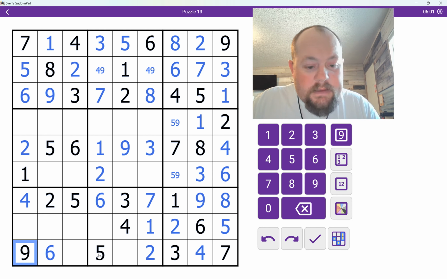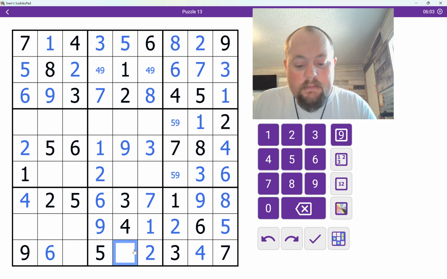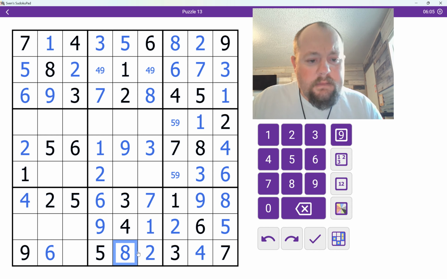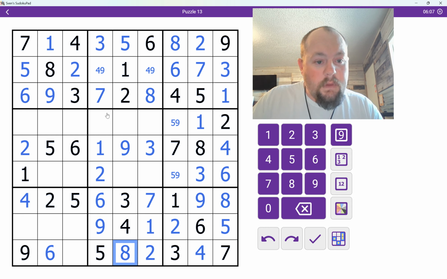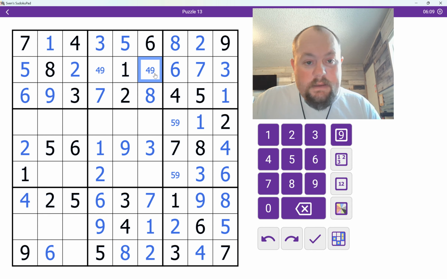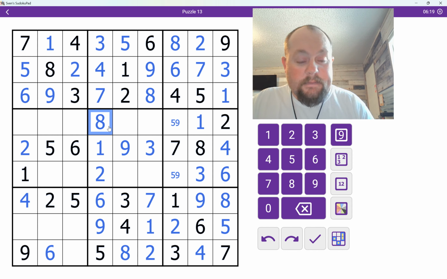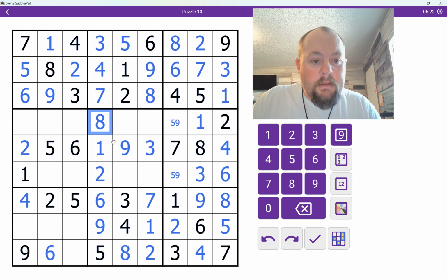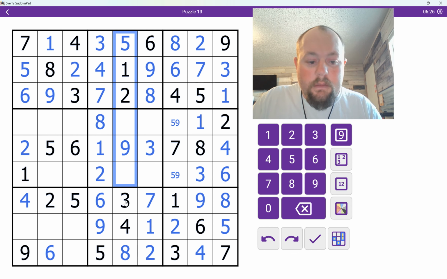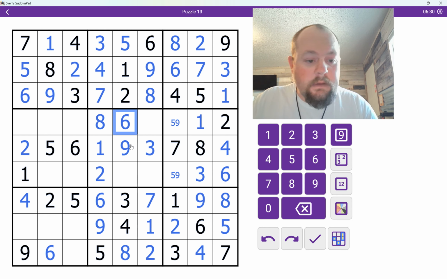Missing 8 and 9. This 9 sees that. That's 9. 8. Okay. This 9 looks up into our pencil mark there. 9, 4, 1, 2, 3, 4, 5, 6, 7. That's 8. Okay. We're missing a 6 in column 5. That 6 sees that cell, so that becomes a 6.